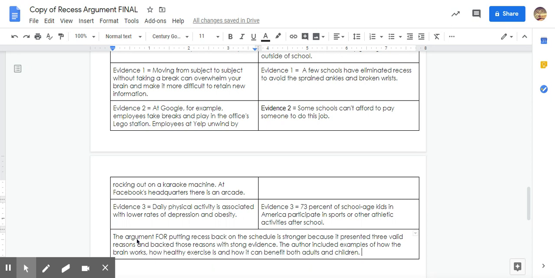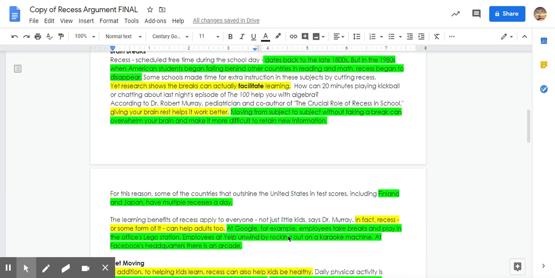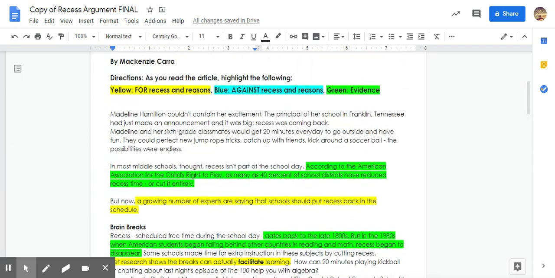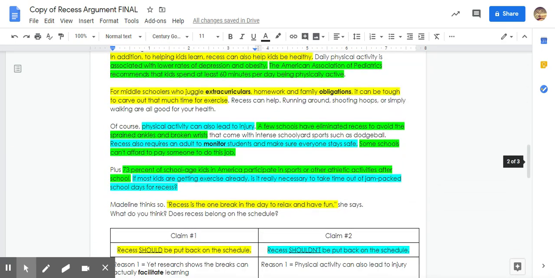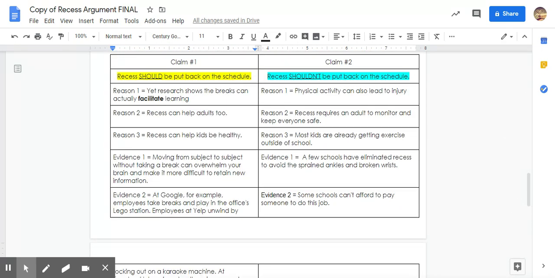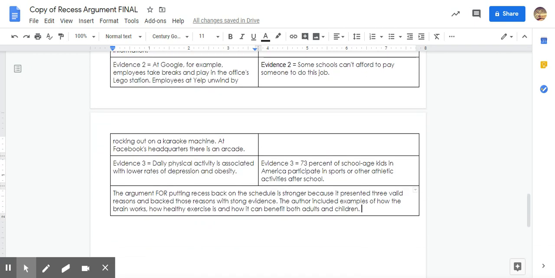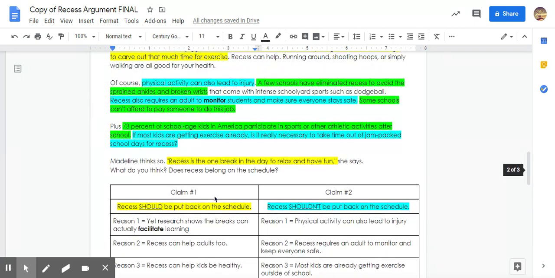So this is all you need to do with this. Make sure that you've gone through and highlighted all your evidence in green, that you have finished off your little chart here, and that you've included your little answer at the bottom of which side was the stronger argument. And then that is your example of how to complete this assignment.